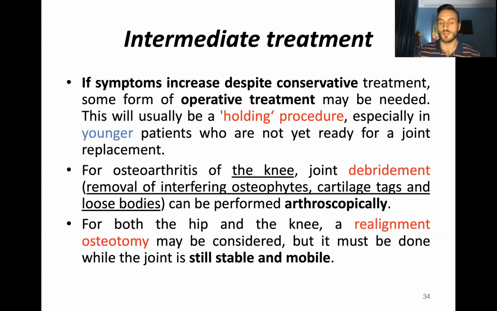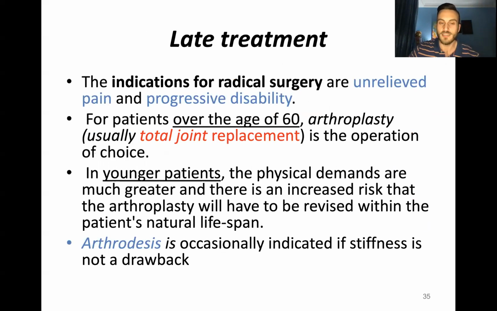For the knee joint, for example, you go in, you do debridement, you remove the osteophytes, the cartilage, and so on. If your patient is young, you can do realignment osteotomies. If there is more pressure on the medial aspect of the knee, sometimes we do osteotomies and realign the knee so we can distribute the pressure, if he's still young and the knee is stable. But in the late stages, it's hard to do this.